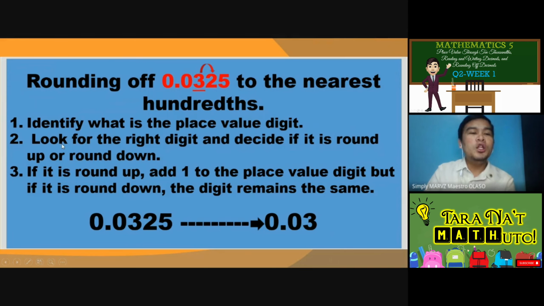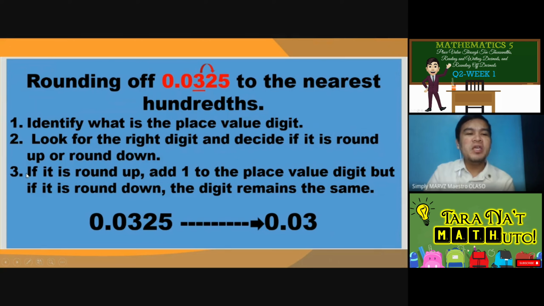Okay? Second one, look for the right digit and decide if it is round up or round down. So, pag nahanap na natin yung place value digit, titingnan daw natin yung katabing-katabi niya sa right. Sa right lang po, hindi sa left. So, ang katabi ni 3 ay 2. Now, decide daw, si 2 ba ay in rounding up or rounding down digits? Paano ba natin malalaman kung rounding up? So, please take note of this. Pag sinabing rounding up, the digits are 5, 6, 7, 8, 9. Pag rounding down digits, we are talking with 0, 1, 2, 3, 4. 0 to 4, rounding down. 5 to 9, rounding up. So 2 belongs to rounding down.